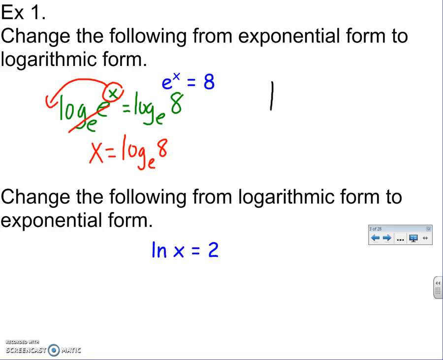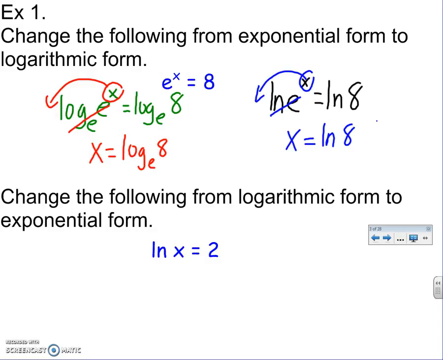Now let's do it the more correct way. I'm going to ln both sides. You only use ln when you have e. All right, so ln of e cancels. This still goes in front. So x equals ln 8. Remember, ln is the same thing as log base e. All right, they're the same answer, but this is what you'll see more often.